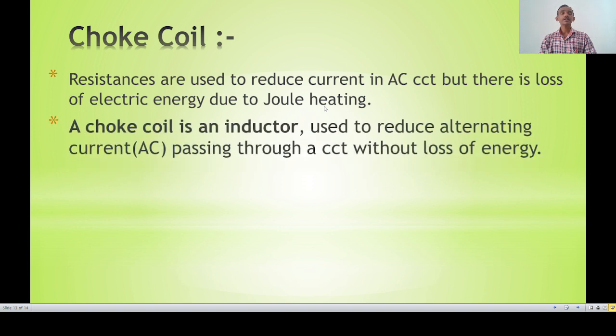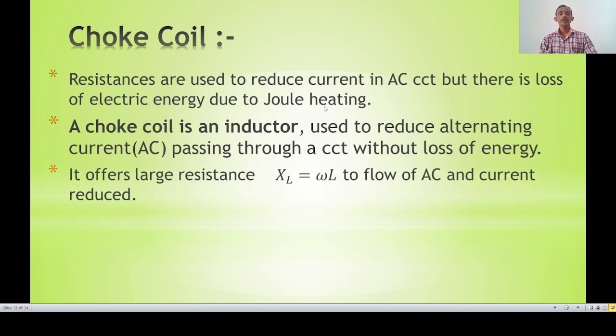Now, there is an inductor, or choke coil. We can use the choke coil for minimizing this Joule heating. A choke coil is an inductor used to reduce the alternating current passing through the circuit without loss of heat. If we use a resistance, there may be loss of energy due to Joule heating. This loss of energy will be reduced with the help of the choke coil, an inductor used to reduce the alternating current passing through the circuit without loss of energy. The choke coil offers a large resistance, that is, XL is equal to omega L, to the flow of AC, and the current will be reduced.